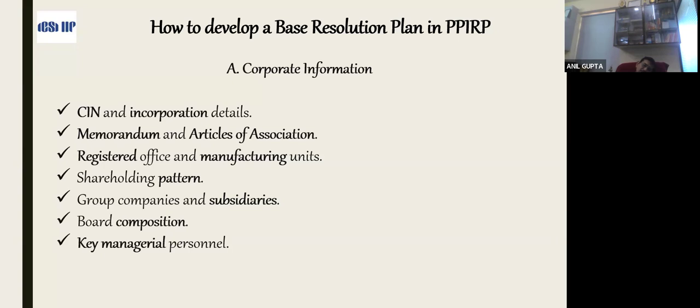The CIN and the date of incorporation details. When the company is registered and the date of incorporation, what is the CIN number like that? Memorandum and articles of association. Whatever the memorandum and articles of association, enclosed with chapter 1 only, that is incorporation information or corporate information. Registered office and manufacturing units: where the registered office is located, how many manufacturing units are there, what is their location, and all these things, and a shareholding pattern.